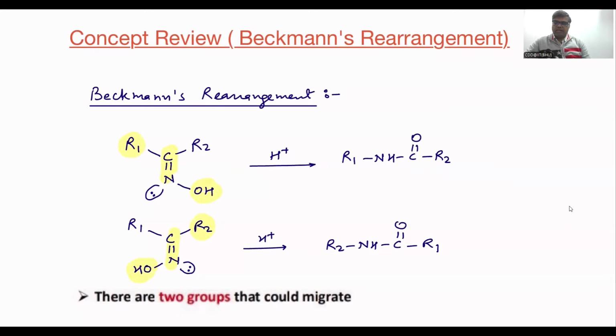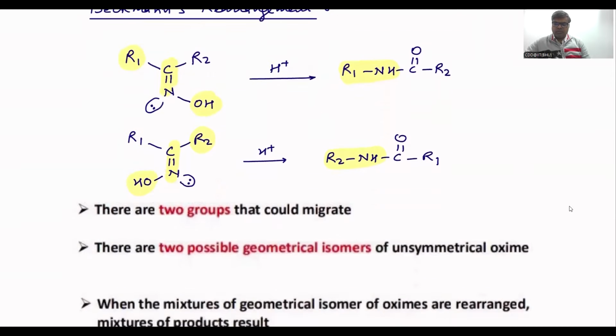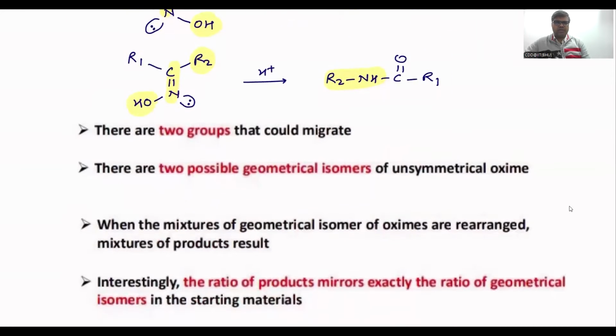When R1 is anti to OH, then R1 is connected to the NH group. And when R2 is anti to the OH group, R2 is connected to the NH group. This is the basic difference. So the two different geometrical isomers show different products in the rearrangement. That's why it is a beautiful concept. So let me first overview the concepts quickly.